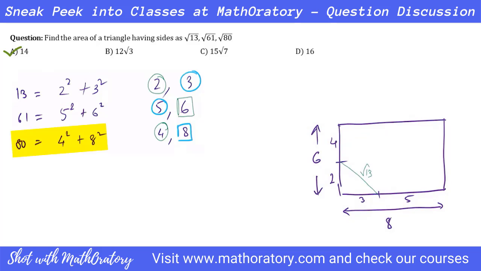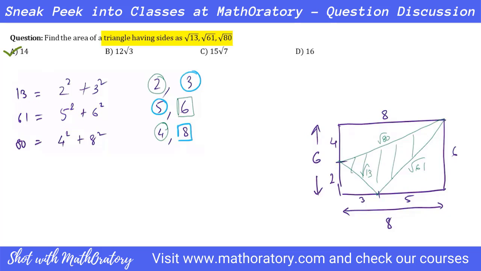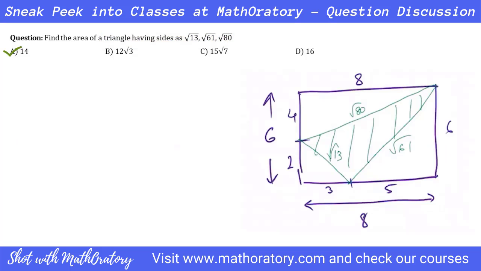4 square plus 8 square is 80, isn't it? Now understand, this is 4 and this entire thing is 8, right? So if I just connect from here to this vertex, then this will be root 80. And finally, you have 5 square and 6 square adding up to 61. So again, similar thing. So this is 6. So if I just connect these 2 points, this will be root 61. Now you get this triangle, right? The required triangle.